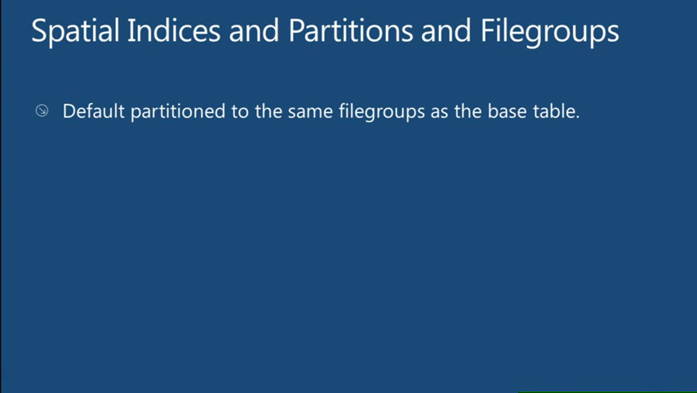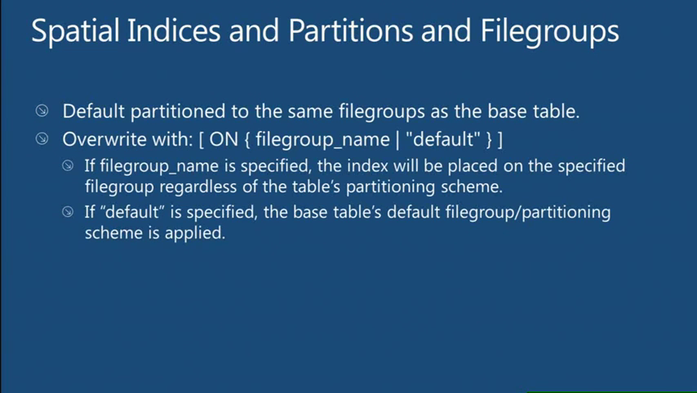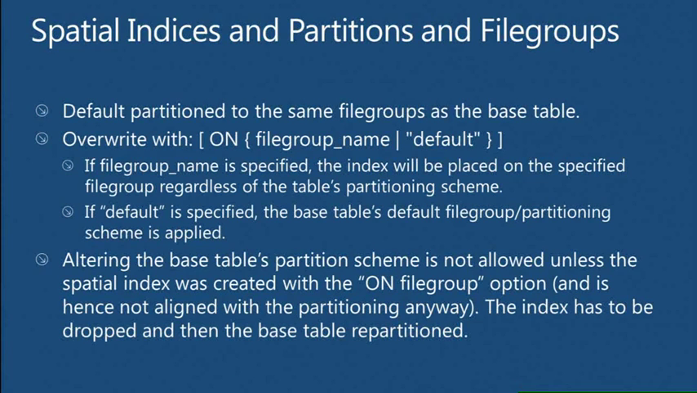And as I mentioned, partitioning works. You can default-partition it to the same file group as the base table. So if you have a partitioned base table, your index will be partition-aligned. You can override it by saying ON file group name or ON DEFAULT. If you specify that, then the whole index will get placed into that location.